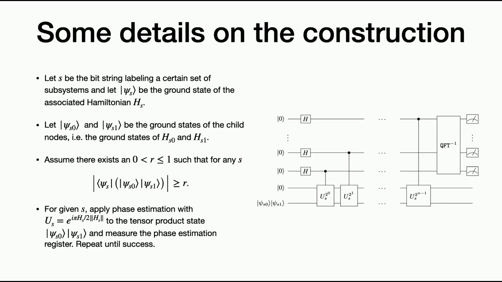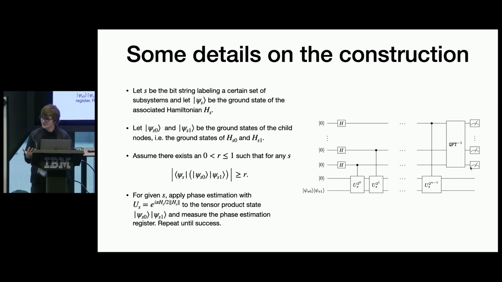And then what we do is, as I mentioned earlier, for a given string S, we apply phase estimation with the corresponding subset Hamiltonian H_S to the tensor product state, psi S0, psi S1. This is our input state here in the phase estimation circuit. And then you just measure the phase estimation register, and if you succeed, you move on. If you fail, you have to repeat it again. So it's very much an incoherent process. We keep measuring all the time.